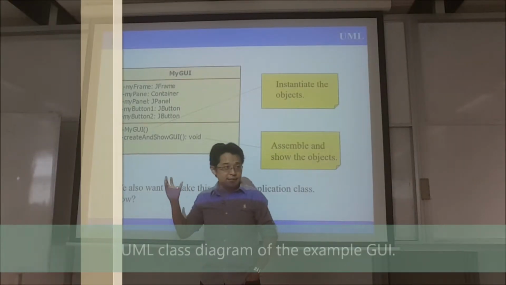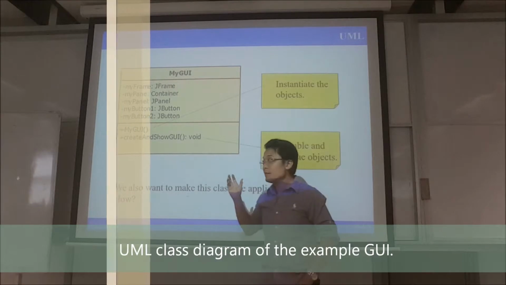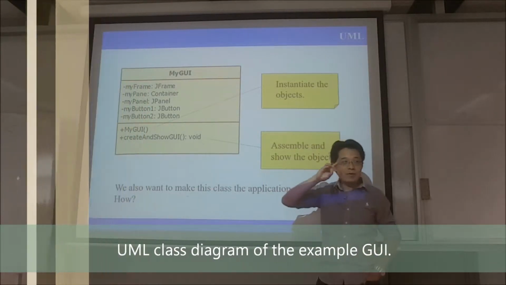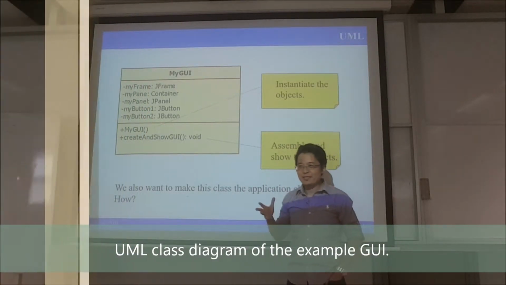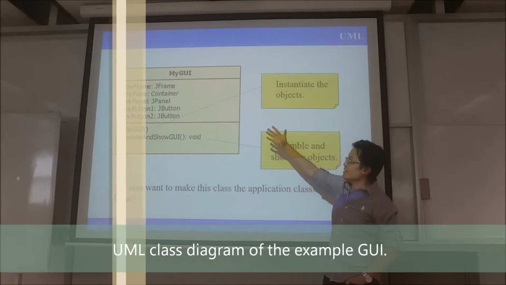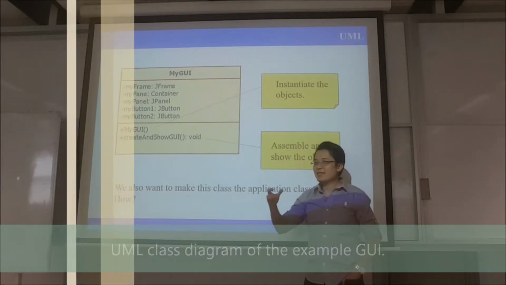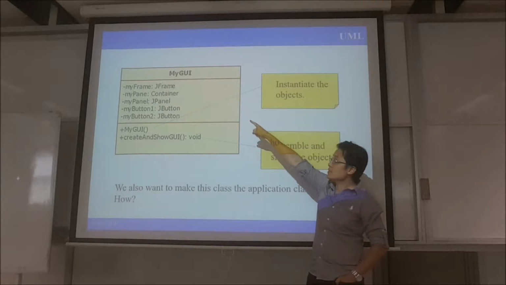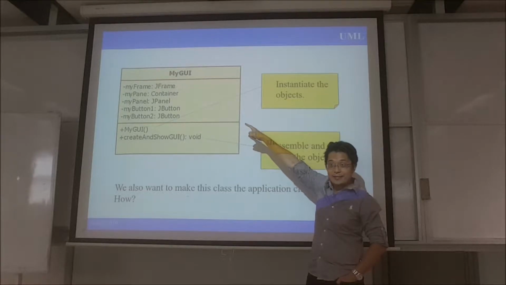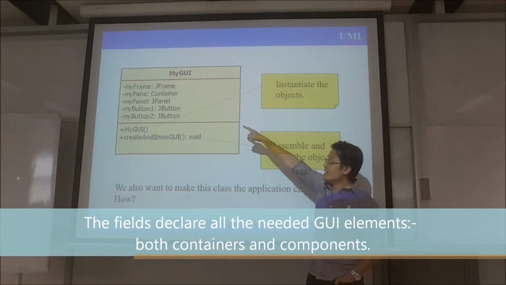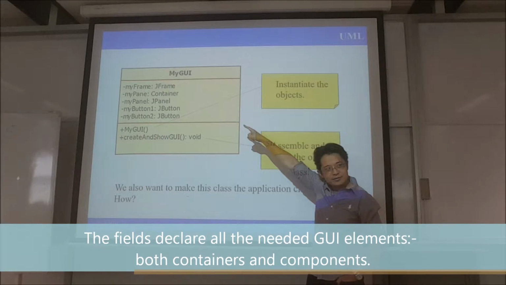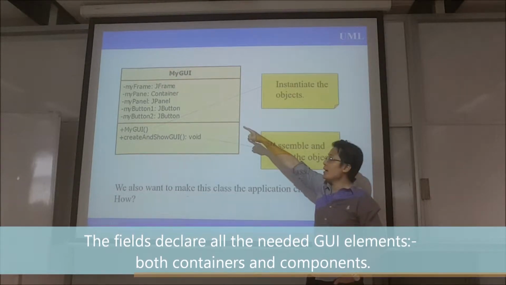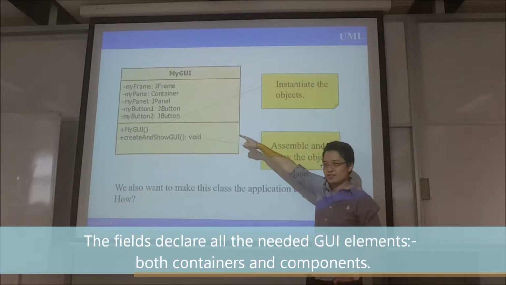How would you represent that in a class diagram? Let's say what we have seen just now. I call it my GUI. It's a class. All right. So what makes up that graphical user interface? One frame. Inside the frame there's the yellow content pane, right? Or container. Okay, I decided to add a panel. And then on top of the panel I add button 1 and button 2.